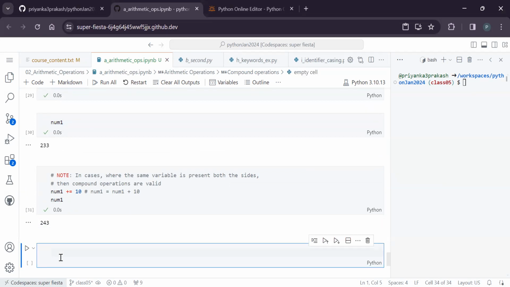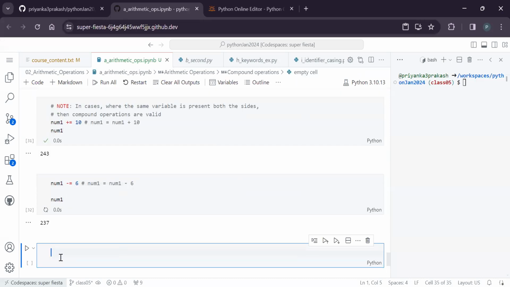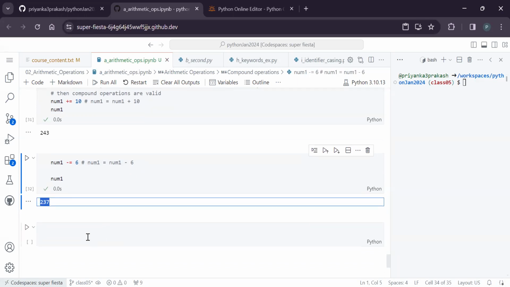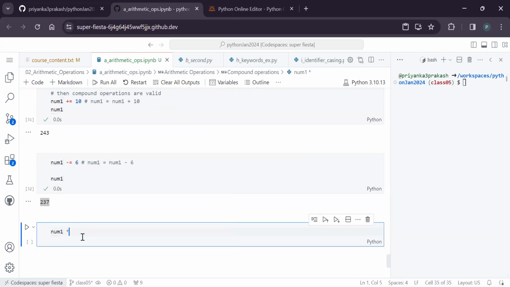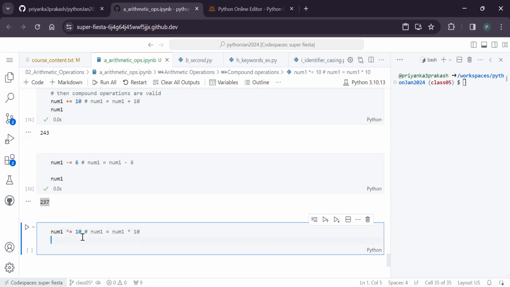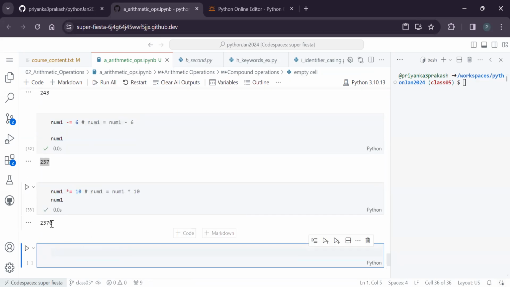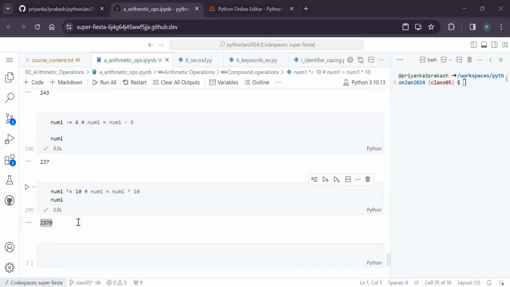Not only this, we can do number1 minus equal to, say, 6 instead of 10. It is the same as number1 is equal to number1 minus 6. If I ask what is number1, did you see it is 234? Not only that, we can do number1 multiply equal to, say, 10. It is the same as number1 is equal to number1 into 10. After that, if I ask what is number1, you got the value. So like that, we can do plus equal to, minus equal to, multiply equal to.